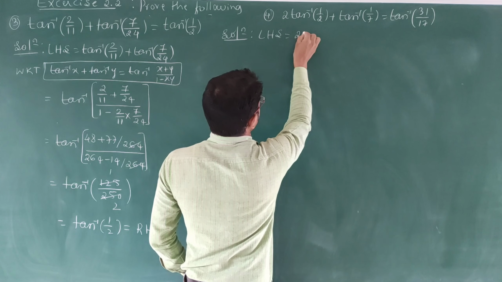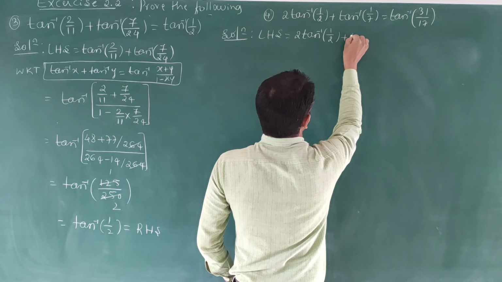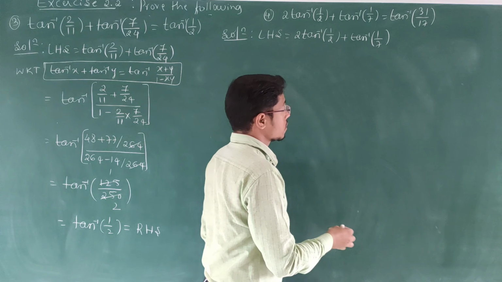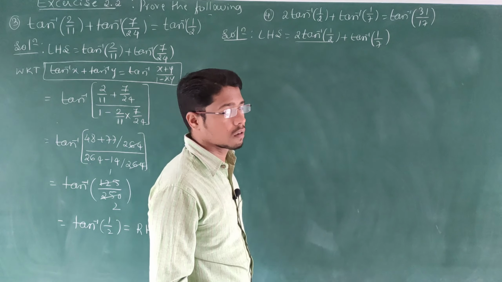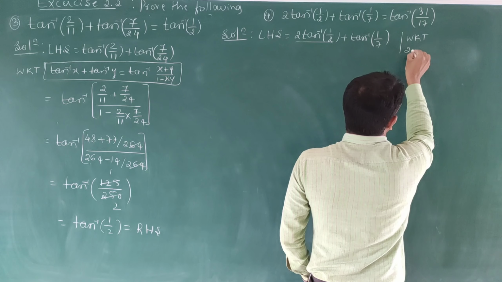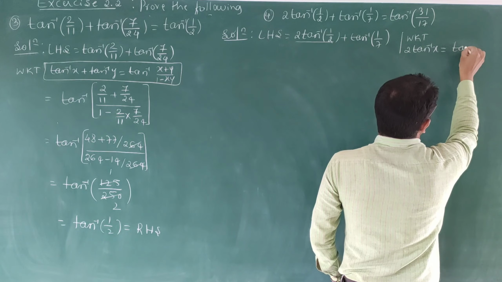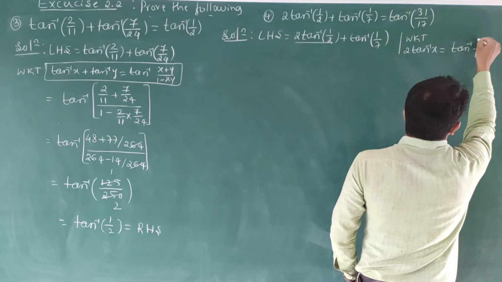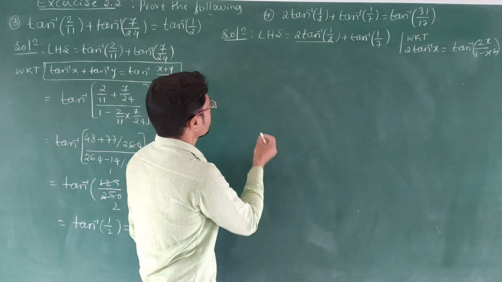LHS is equal to 2 tan inverse 1 divided by 2 plus tan inverse 1 by 7. See here we have 2 tan inverse of x. Okay, we know the formula. We know that 2 tan inverse of x is equal to the tan inverse of 2x divided by 1 minus x square. Okay, use that formula.